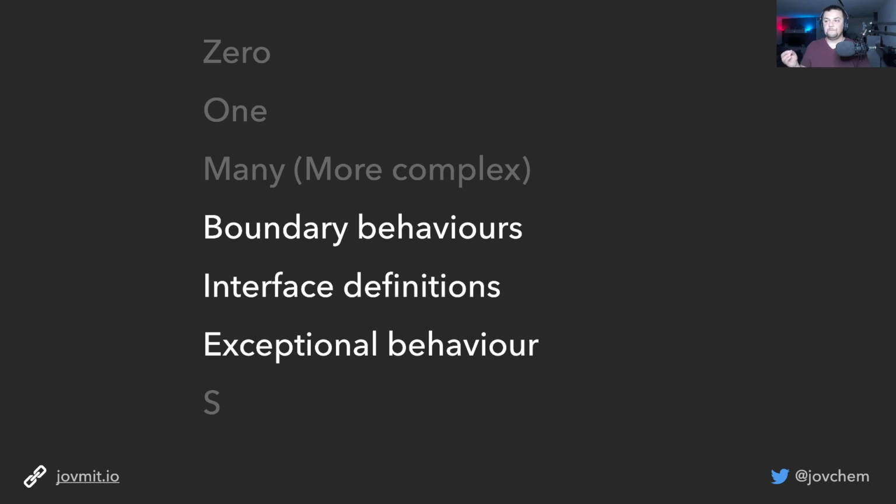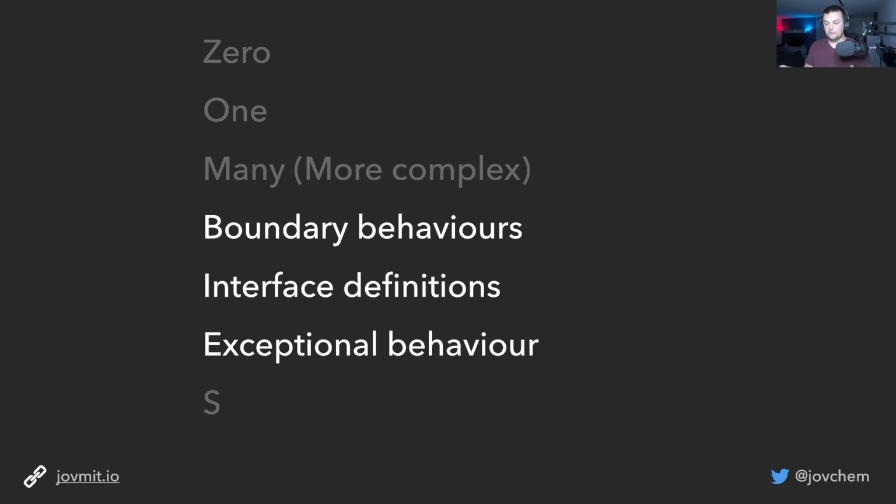With the zero case, you are clearly defining a boundary behavior, because you have, let's say, an empty catalog. So what happens when you have an empty catalog? You have zero output, you have a boundary behavior. And of course, while you're working on zero, one, mainly you are defining the public interface of the thing that you are building. And of course, you have to think about exceptional situations.